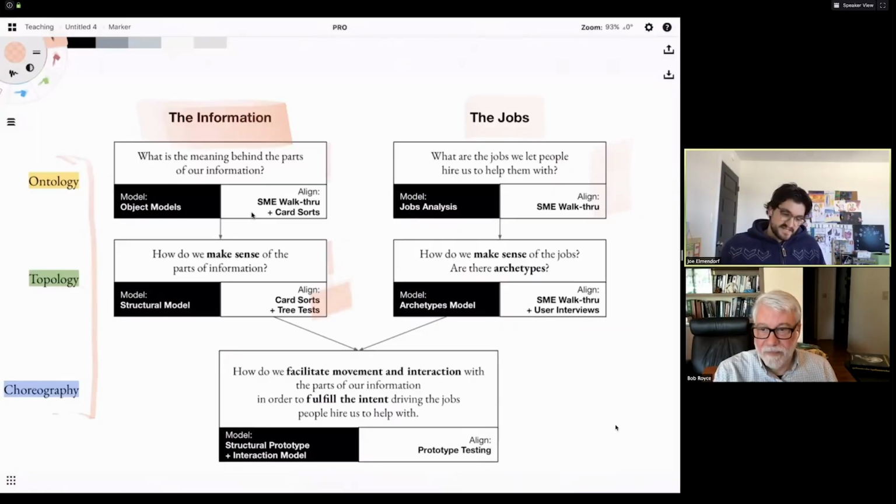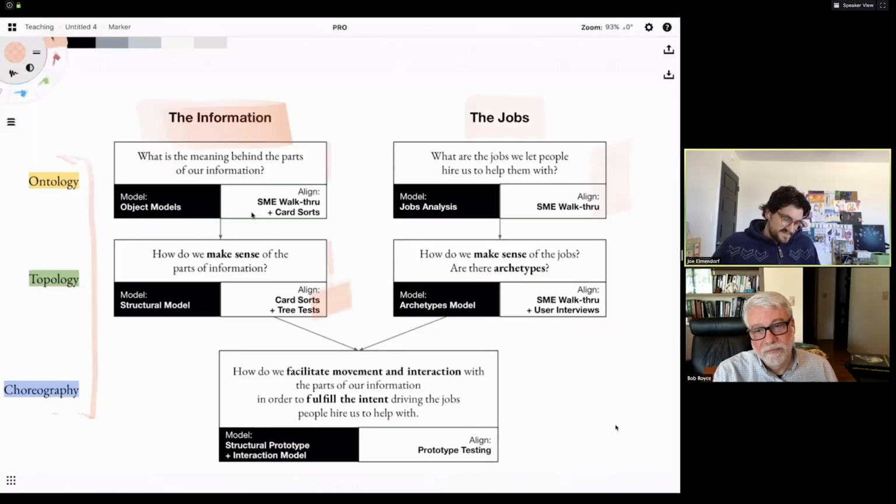And then on the job side, that arrangement, how do we make sense of how all these jobs work together as a whole? We make what are called archetype models, which are collections of jobs that are commonly situated. And we can use those jobs to frame conversations with users and with stakeholders to make sure that the kinds of things a business's system is doing are the kinds of jobs that they want to support and the kinds of people they want to have in their system.